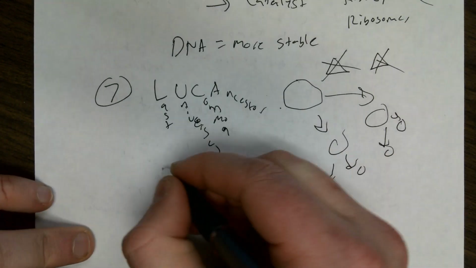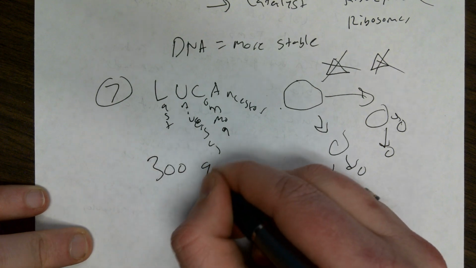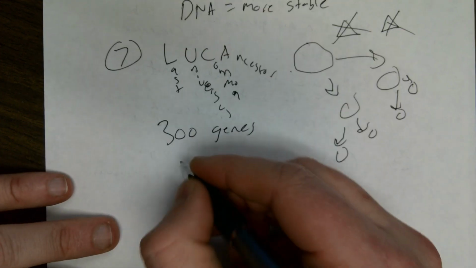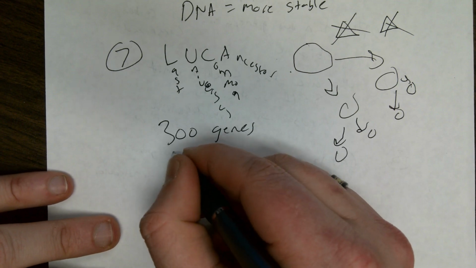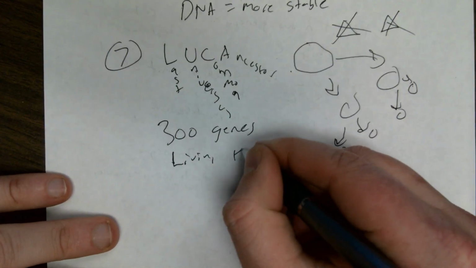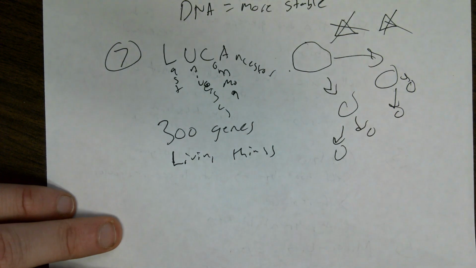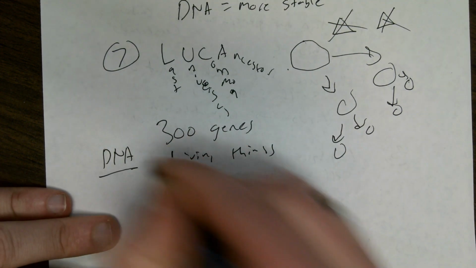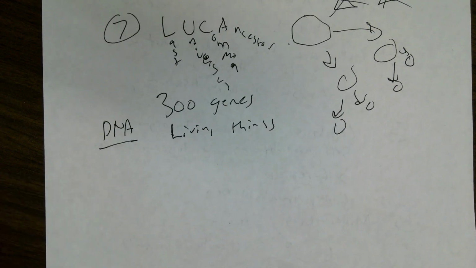So how do we know, though? There's around 300 genes. There's some evidence that there's even more. There's around 300 genes that are in almost every living thing. And when you check the sequences, they're very, very similar. And so this DNA evidence provides us evidence of a common ancestor. So we all share these genes and are descendants of Luca.